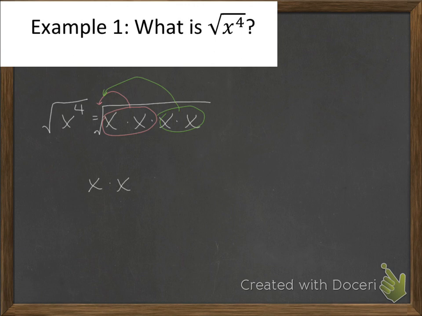So what is x times x? Well, x times x is just x squared. So that would be our final answer. Okay, so that is one way to understand and look at this.